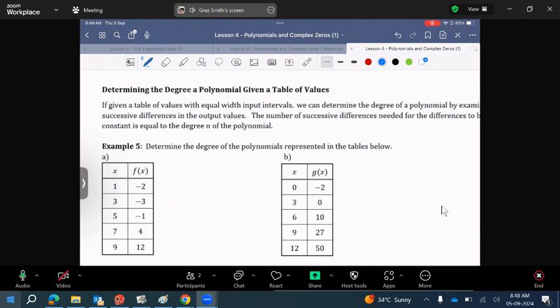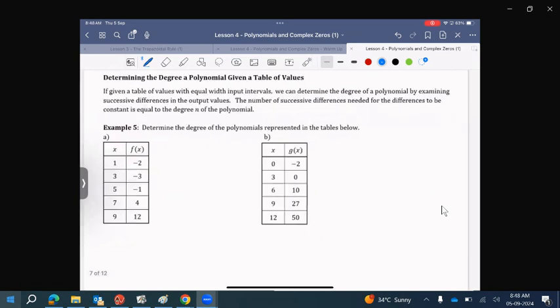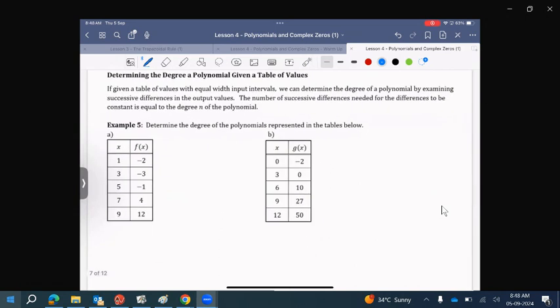Okay, so what we're going to look at now is a little technique for finding the degree of a polynomial from a given table of values. If we have a table of values like this one, the first thing we need to consider to use this technique is, do we have a constant rate of change in the x values? They're going up by plus 2, plus 2, plus 2, plus 2. This is a requirement to use this technique.